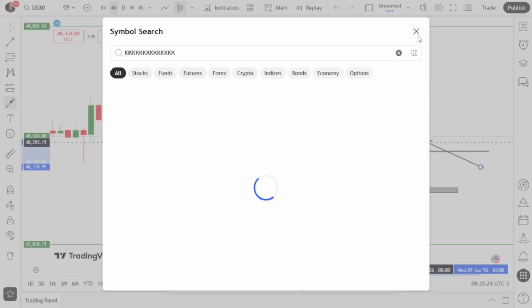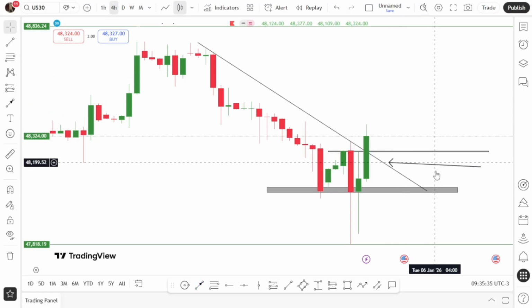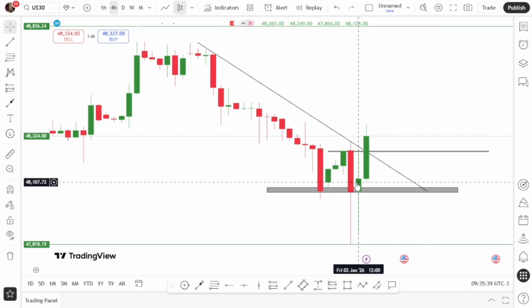Guys, excuse me. This is a morning star candle. This candle you are seeing here is a morning star candle, where you have a red candle, a doji, and a green candle. That is a morning star candle.